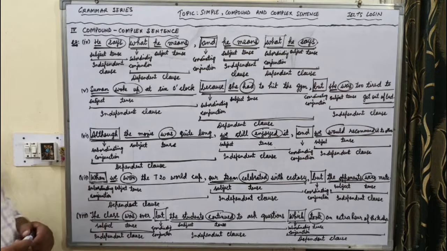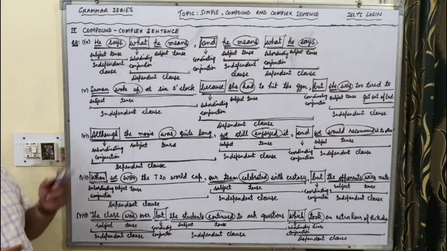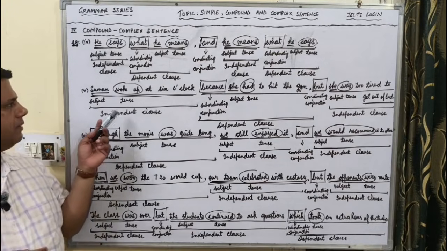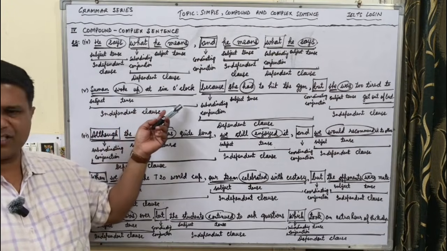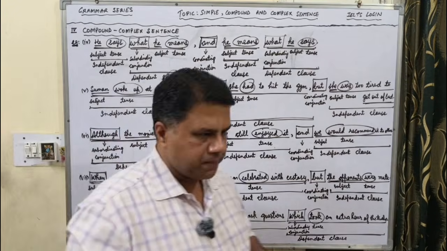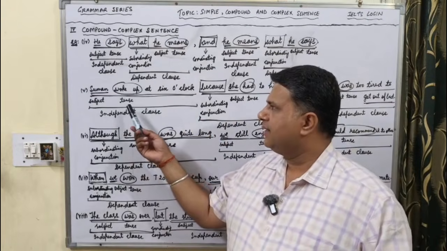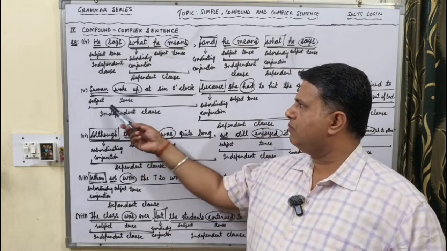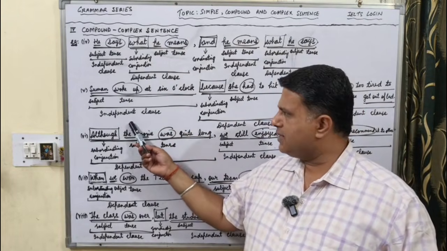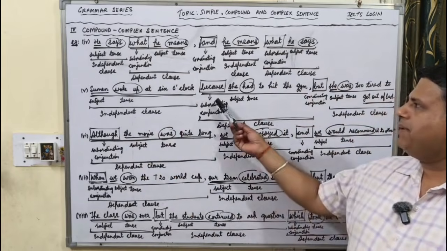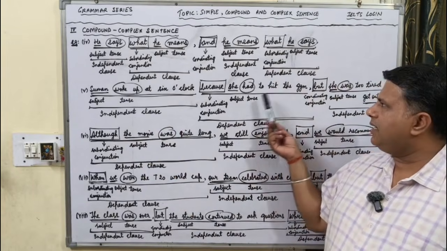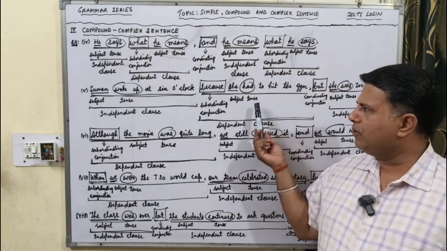He says what he means and he means what he says. Now the next example, 5th example: Suman woke up at 6 o'clock. This is an independent clause. So Suman is the subject and woke up is the tense element. Because, why? Because she had to hit the gym. She had to go to the gym.